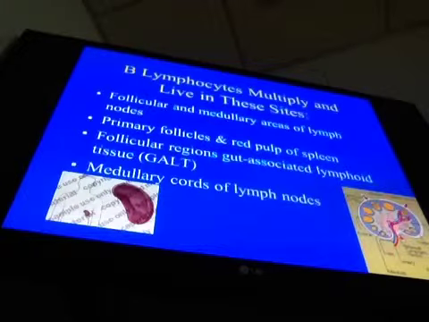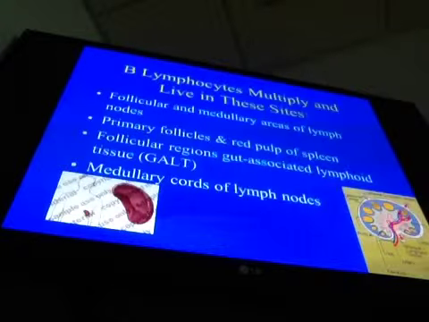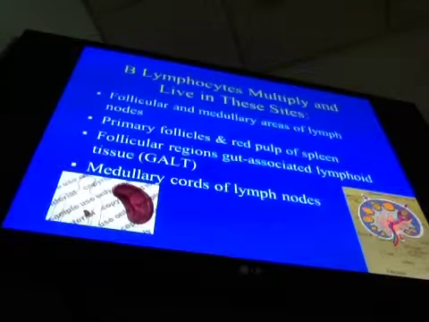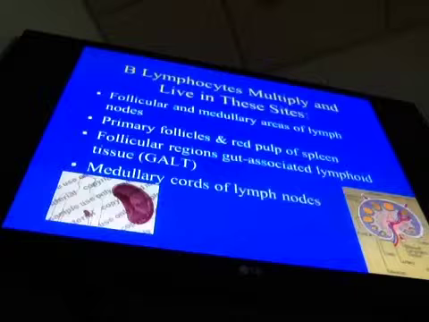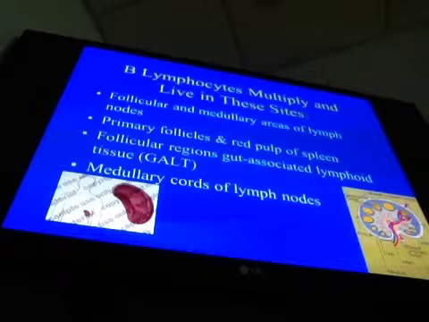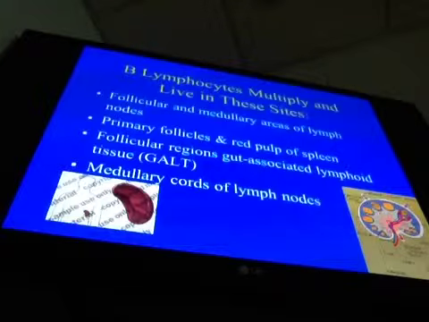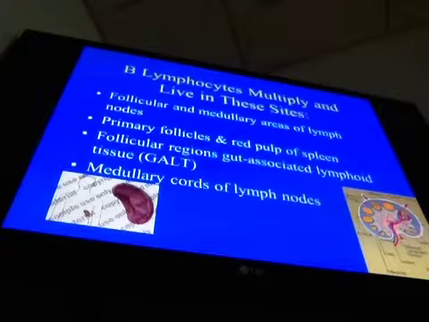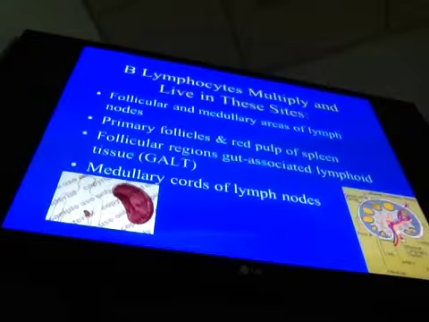The B lymphocytes will multiply, and they'll live in these various secondary organs. They'll live in the follicular and medullary areas of the lymph nodes, in the primary follicles and red pulp of the spleen. They also appear in the follicular regions of gut-associated lymphoid tissue or GALT material, and we also find them in the medullary cords of lymph nodes. So the cords are a little bit more specific than what we see listed up with the follicular areas of the lymph nodes. The lymph nodes are filled with B lymphocytes.